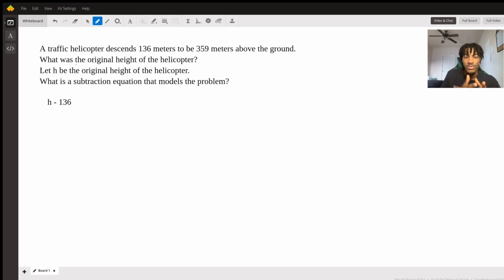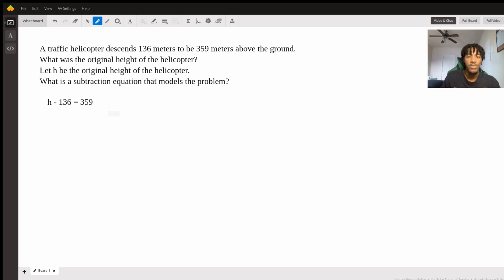After it descends 136 meters, the problem tells us it is now 359 meters above the ground. Again, it says a traffic helicopter descends 136 meters to be 359 meters above the ground. So this means after the helicopter descended 136 meters downward, it remained at 359 meters above the ground. So we're going to put equals 359 meters. So here we have our equation.